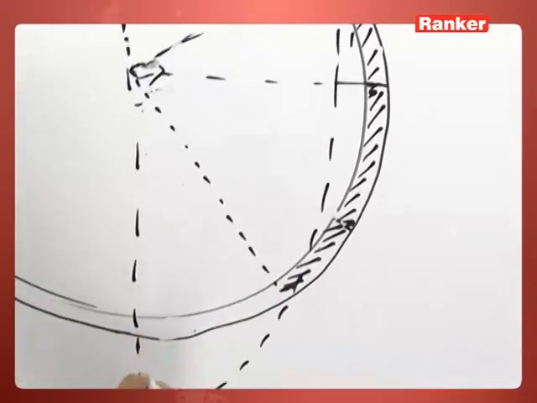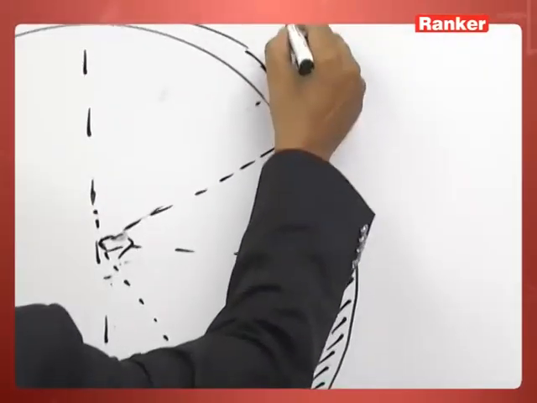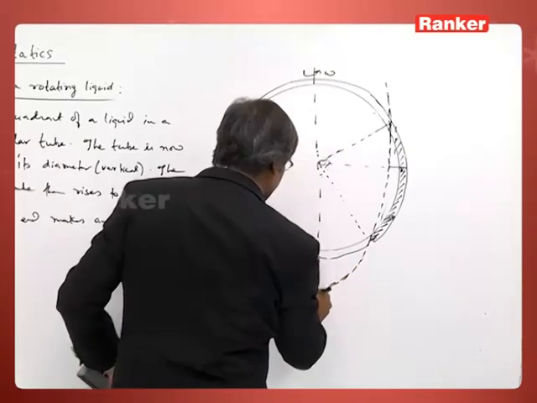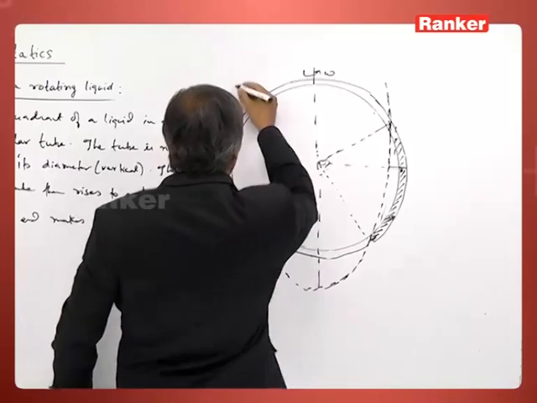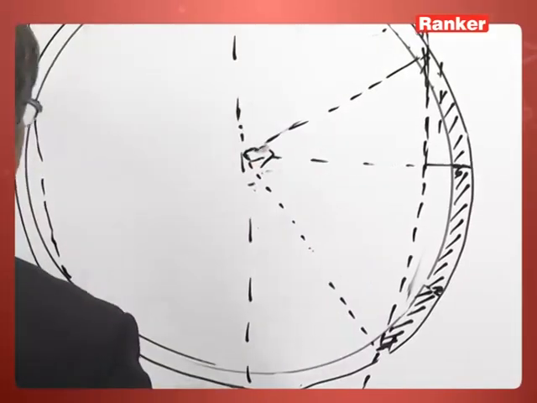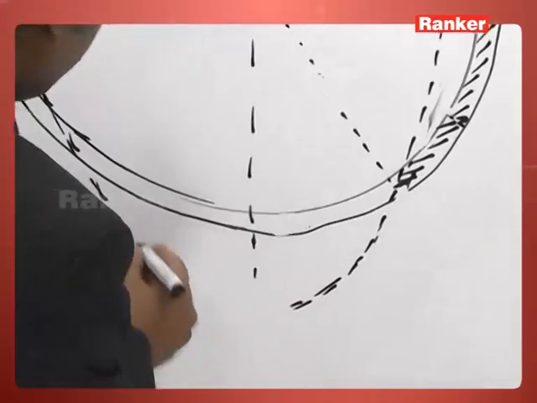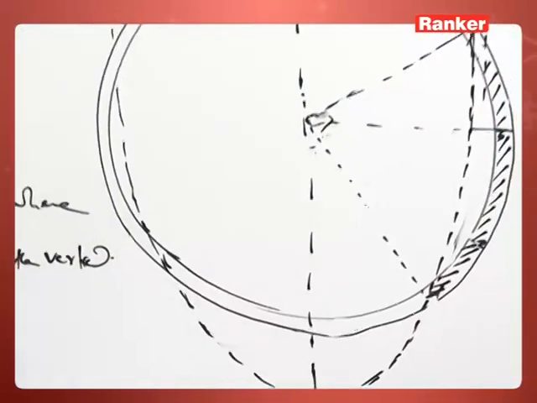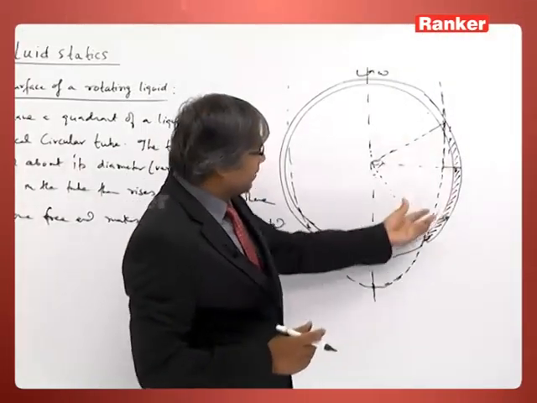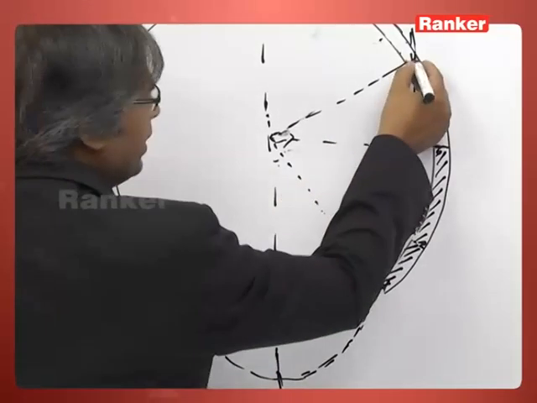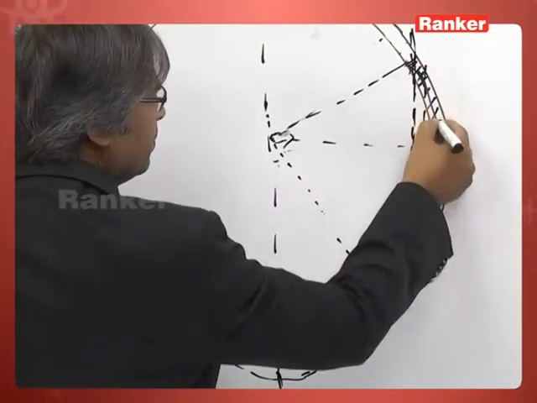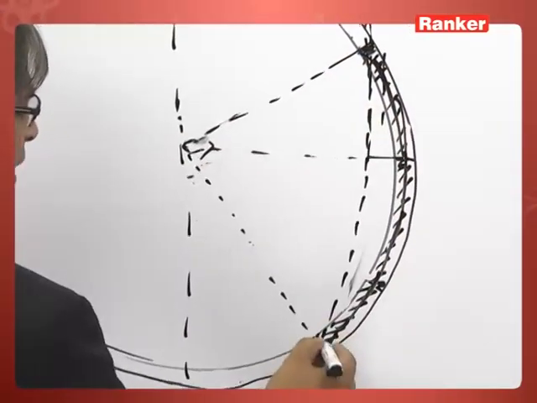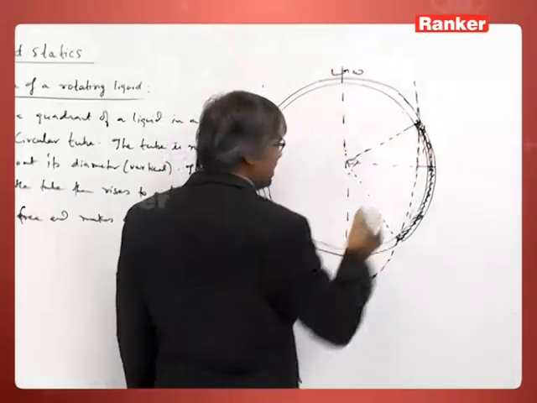You can see I can imagine a free surface like this. Now you see here the liquid column, this liquid is up to here, the shaded one. When I rotate it, this is the free end and this is the free end. So, this point and this point must have the same pressure.